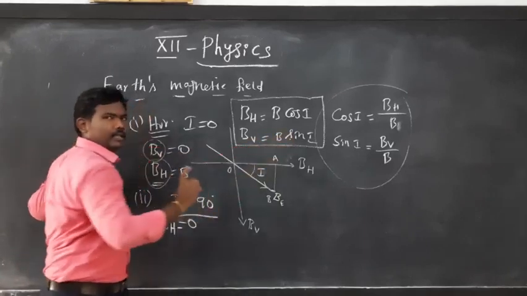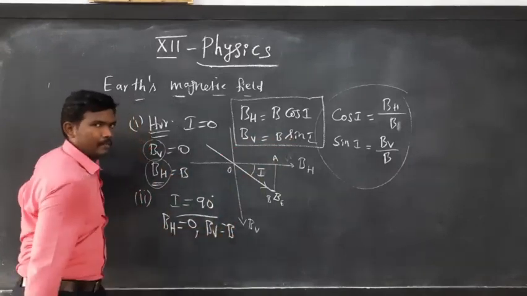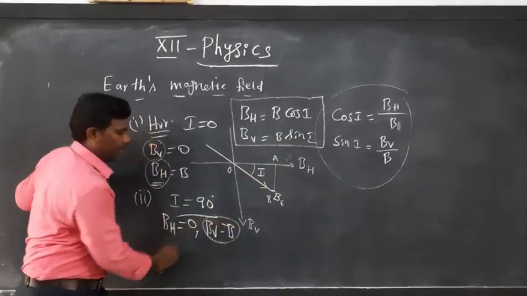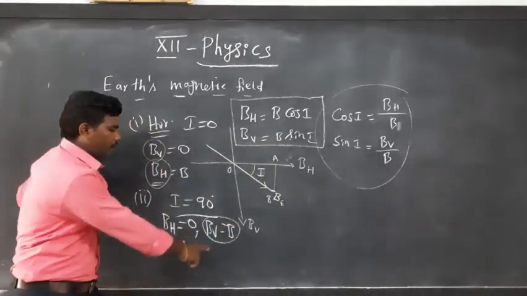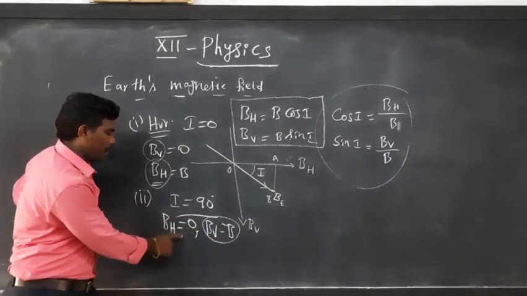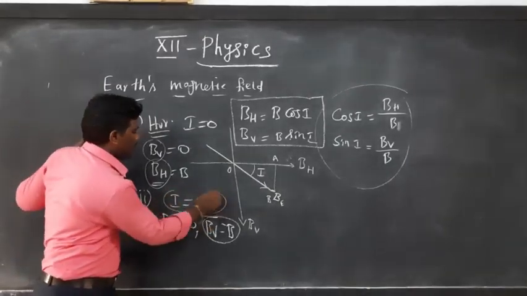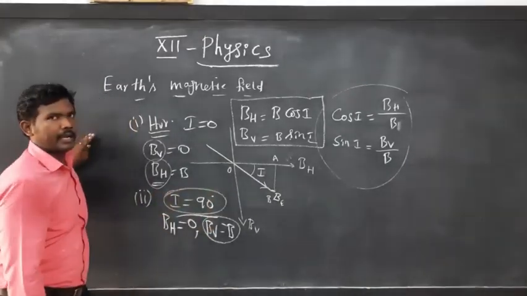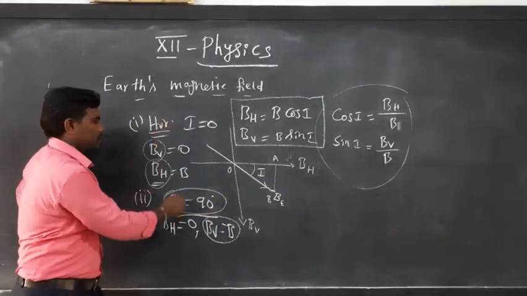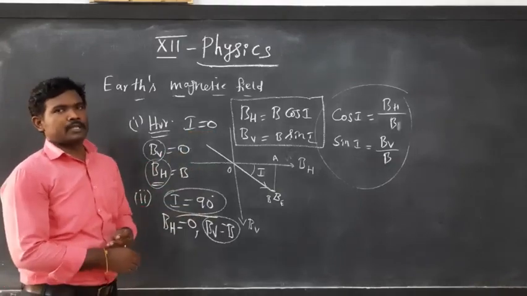For sin 90 it is 1, so we have BV is equal to B, the maximum value. So we get the maximum value for the vertical component of the earth magnetic field, and we have the 0 value for the horizontal component when we apply the condition I is equal to 90 degree. So we have two special cases: one is I equal to 90 degree, one is I equal to 0 degree.